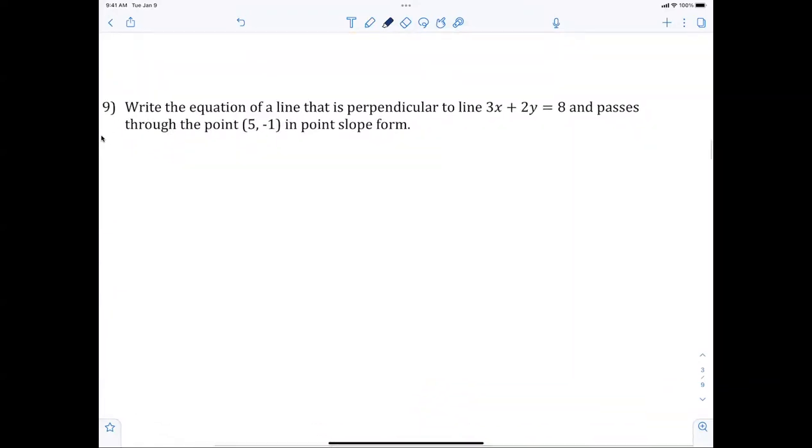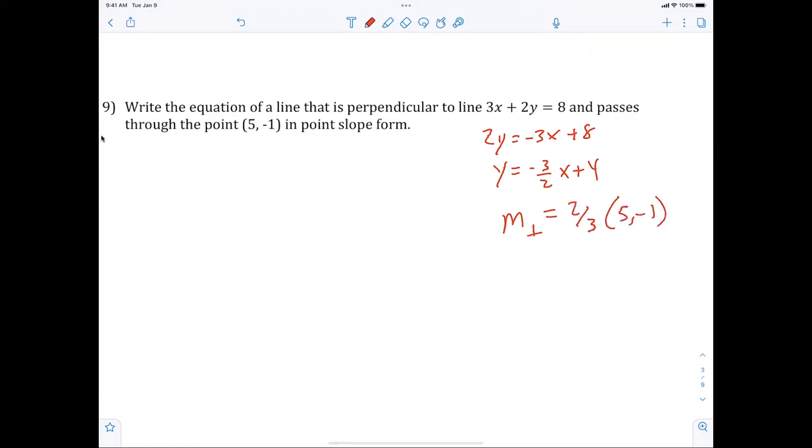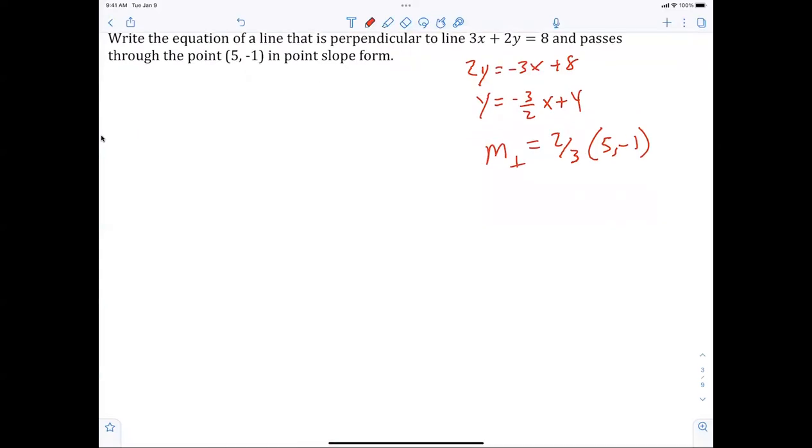Write the equation for the line perpendicular. Do we agree 2y equals negative 3x plus 8, right? So y equals negative 3 over 2 x plus 4. So the slope of the perpendicular would be what? 2 over 3, passing through. So my equation would just be y plus 1 equals 2/3 parentheses x minus 5 parentheses. Anybody have any issues with that? Everybody's good? That wasn't hard.